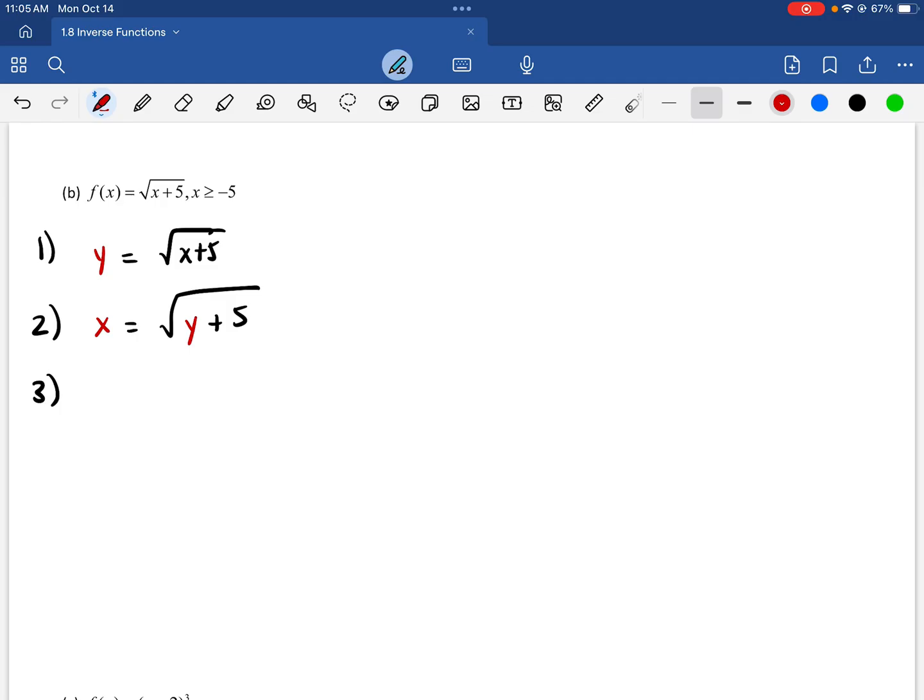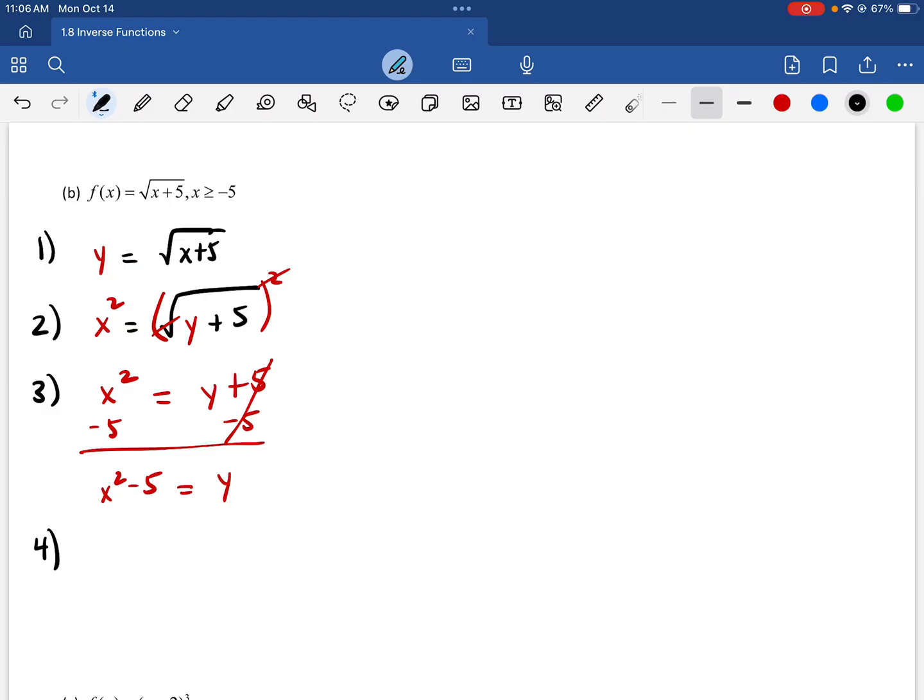Starting that process out by squaring both sides to get rid of that square root. So it's going to give us x squared equals y plus 5, and then we'll go minus 5. And so we're going to end up with x squared minus 5 equals y. And then lastly, step 4 is to replace that y with f^-1(x). That's our inverse function notation. All right, so there's our inverse.